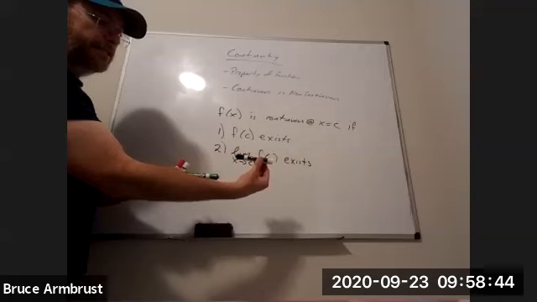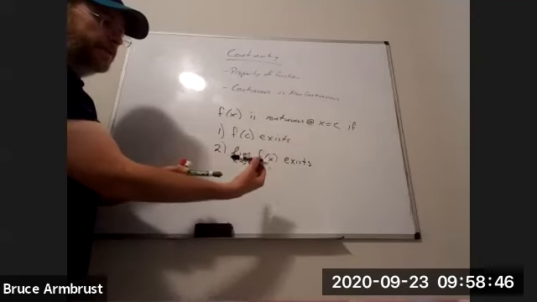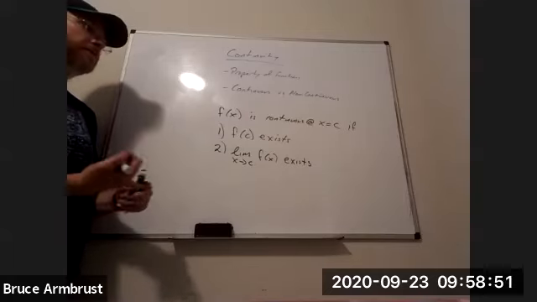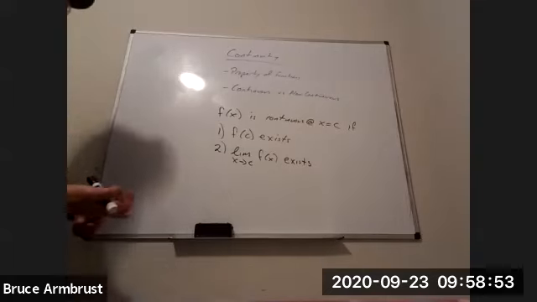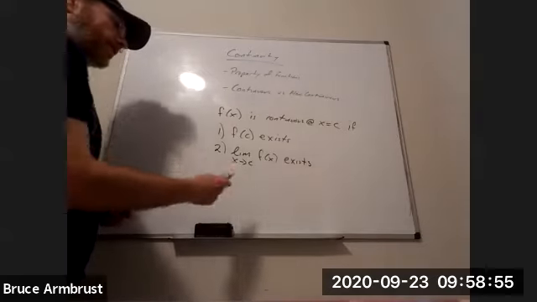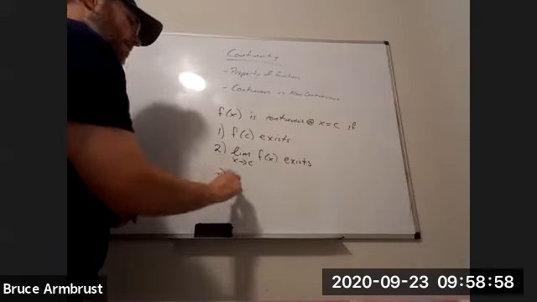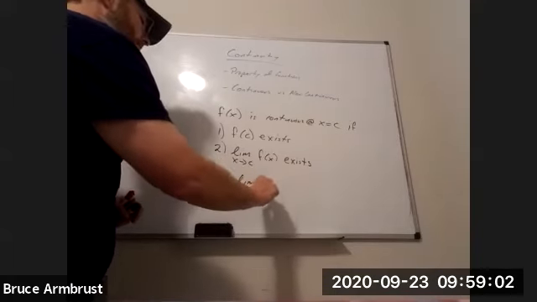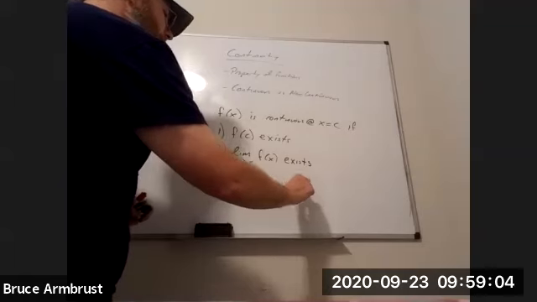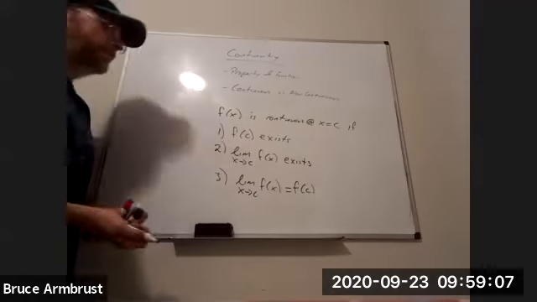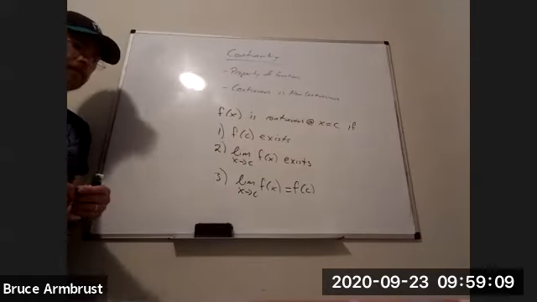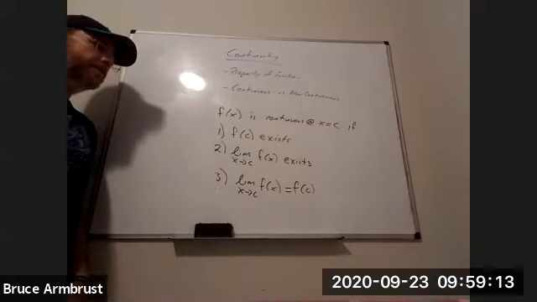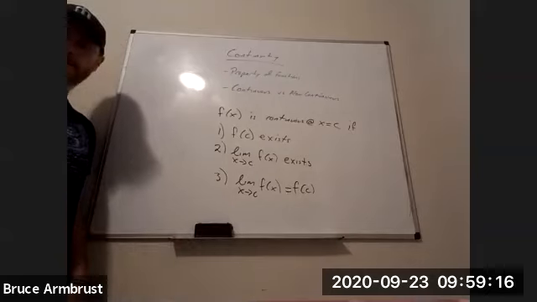That's not continuous because the limit doesn't exist. Okay, so that's the second thing that has to happen. So function exists, limit exists. And then the third thing that needs to occur is that these two values, whatever that limit is, actually have to equal the function value. So it's not just enough that the function and the limit both exist, but they have to be equal to each other.